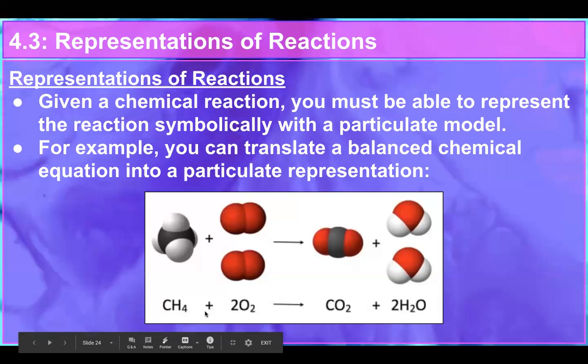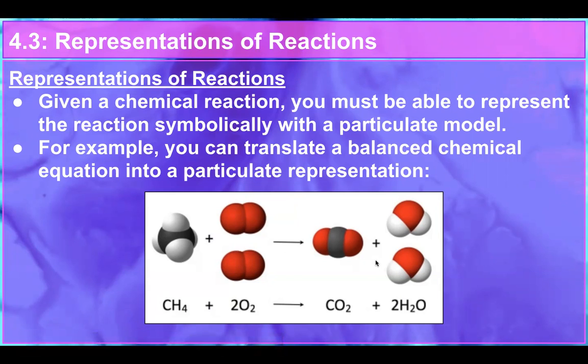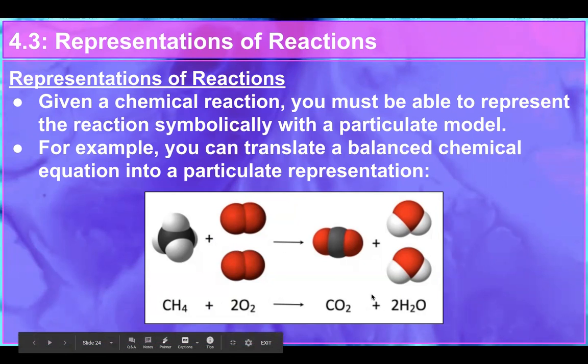So the balanced equation that we have is CH4 + 2 O2 yields CO2 + 2 H2O. So for every one methane, we're going to have 2 oxygen, and that combination will give us 1 CO2 and 2 H2Os. Okay, so our equation is balanced, as is our particulate diagram.